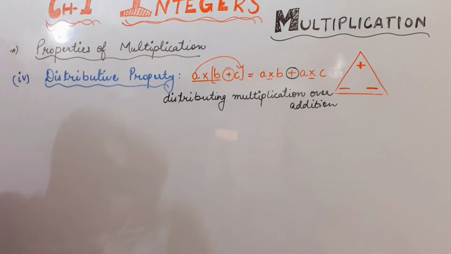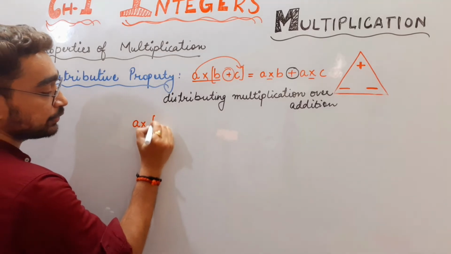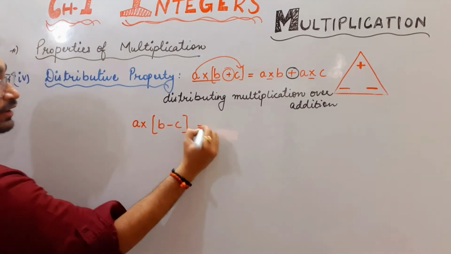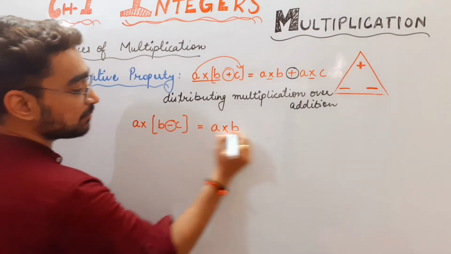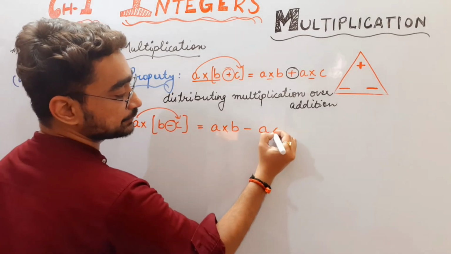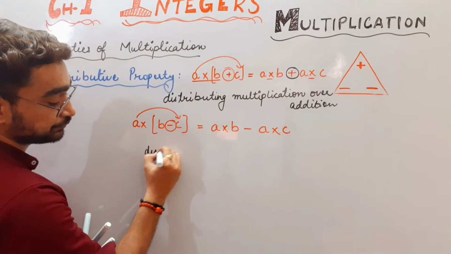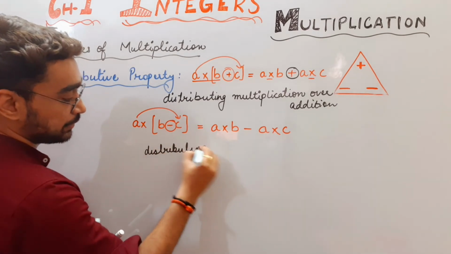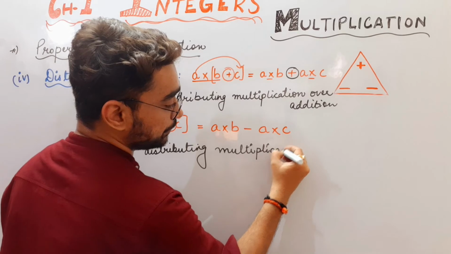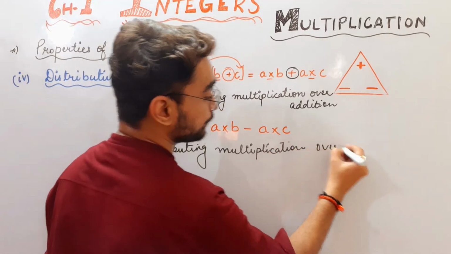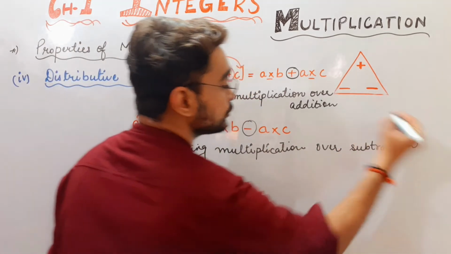Now what will happen if instead of this plus here it is minus? Then how we can do it? If it is for example A into B minus C, we can do it the same way, like A into B, instead of plus here it will come minus, then A into C, and this will be called distributing multiplication over subtraction. We have distributed multiplication over the subtraction.